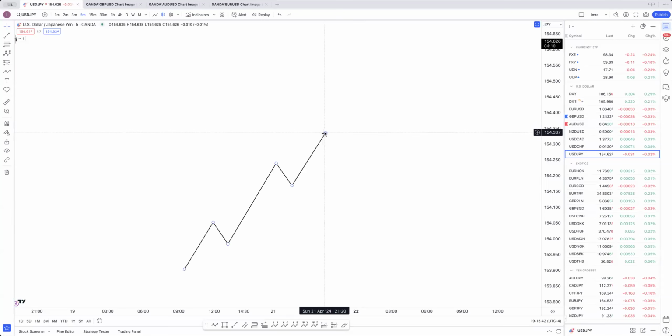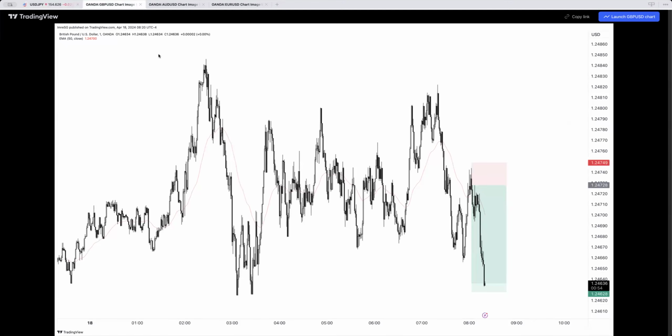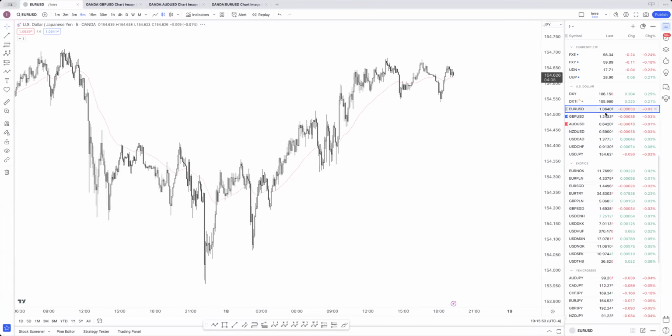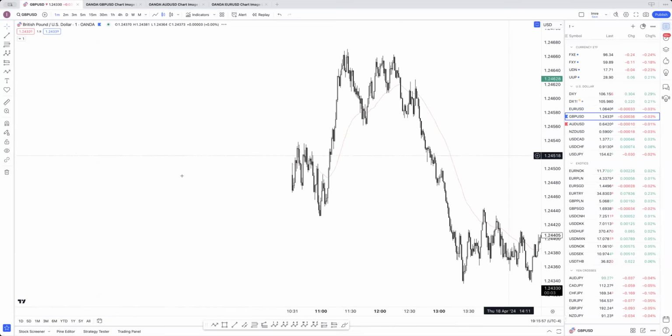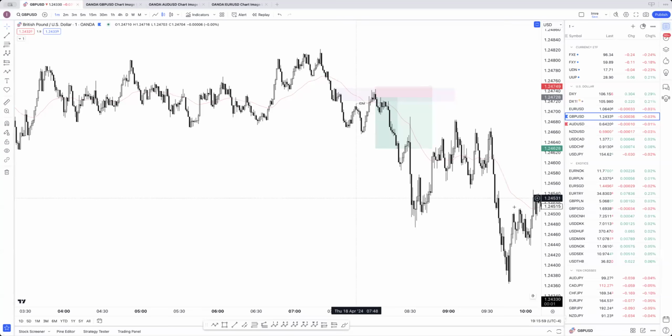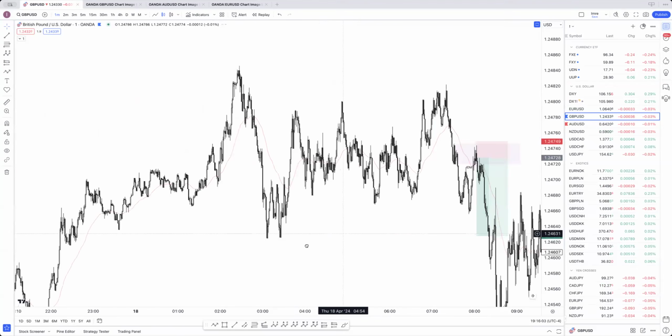Okay, so it's impossible, or not impossible, but it's a lot more practical to look at inducement in real market terms. So I've just got a couple of examples, and today was a really good trading day actually. I'll show you a couple of examples here in terms of how this entry model works.